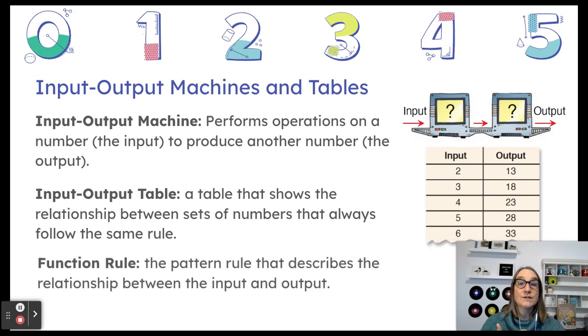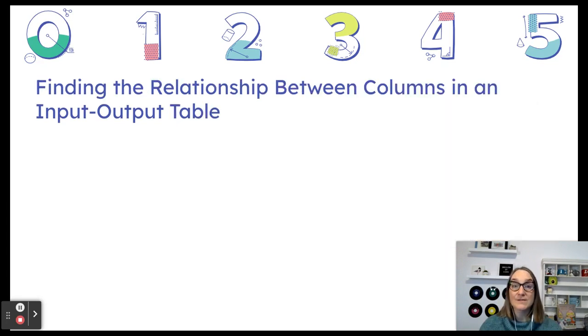Now, since the word function rule is a lot easier to say than the pattern rule that describes the relationship between the input and the output, you'll probably hear me say function rule more often than the alternative, just because it's quicker and easier. Okay, so now that we've refreshed our memory about inputs and outputs, let's review how to find the relationship between the input and output. In other words, how to find the function rule.